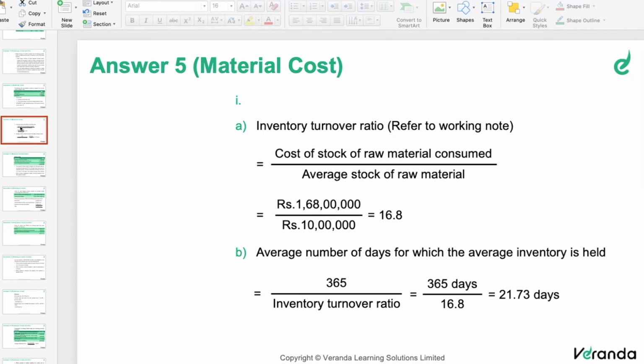Suppose it is 10, what would be the number of days? 36.5 days. Am I right? Here it is 21 days, whereas the industry is 36.5 days. So we have to interpret this. Am I right?